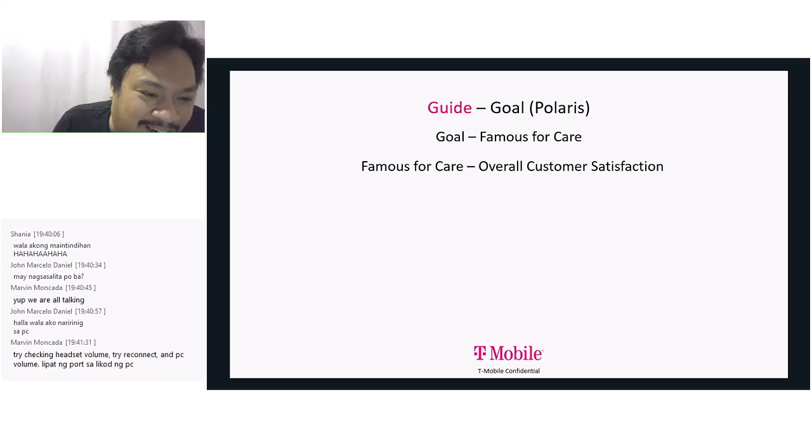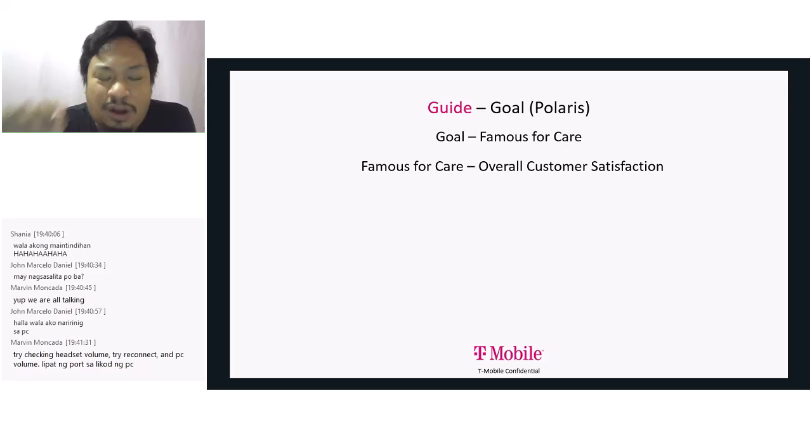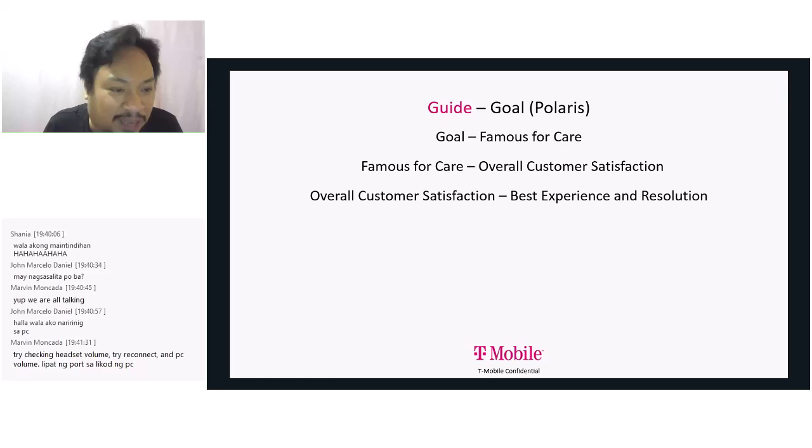JM, here, let me give you 3 rainbows. Good job. Kasi, guys, overall satisfaction is providing the best experience and resolution. Kasi simplify natin, K2.0, you're absolutely right.